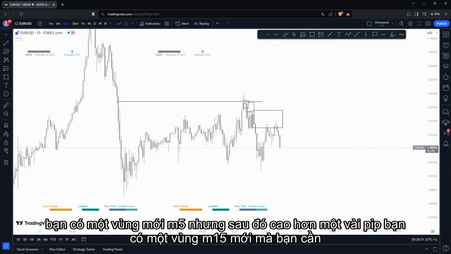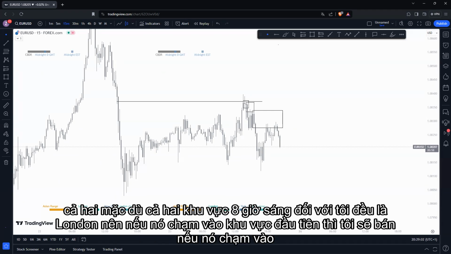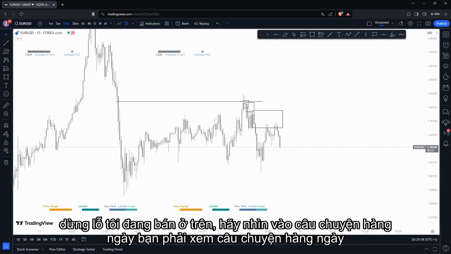What if you have an M5 fresh zone, but then a few pips above you have a fresh M15 one? Which one would you pick? I would pick the closest one right when the kill zone opens. Let's say 8 a.m. and I have both zones. 8 a.m. for me is London. So if it touches the first one, I'm selling. If it hits stop loss, I'm selling on the one above.